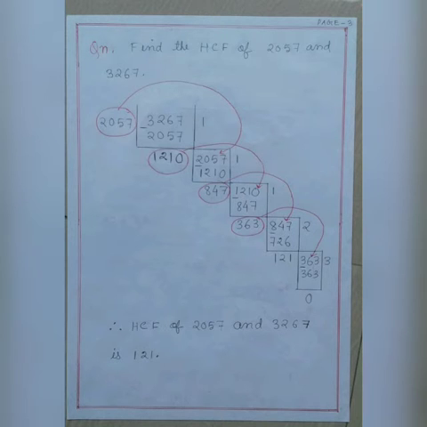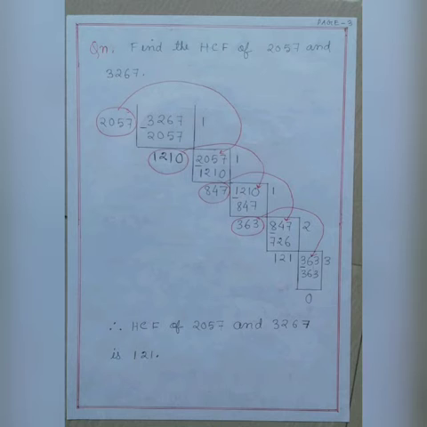Again, I have brought the 1210, the divisor, to the dividend's place. If I divide 1210 by 847, I get quotient 1. 847 into 1 is 847. If I subtract, I get 363. In the dividend's place, 847 I have brought down.